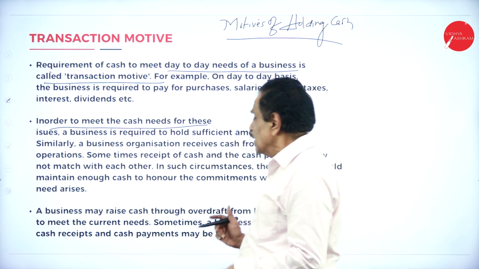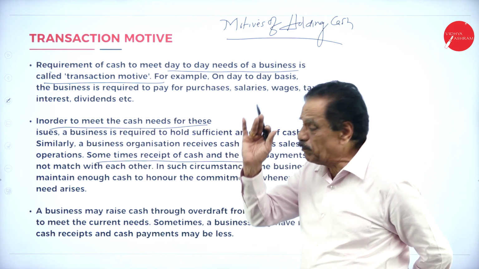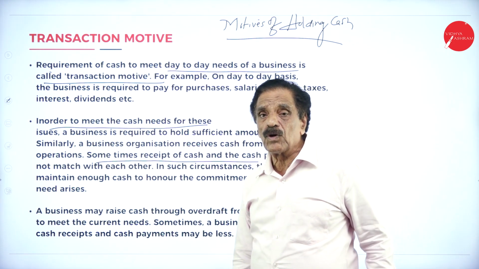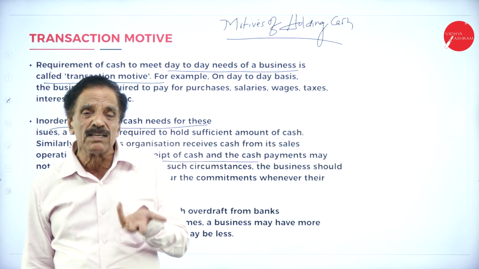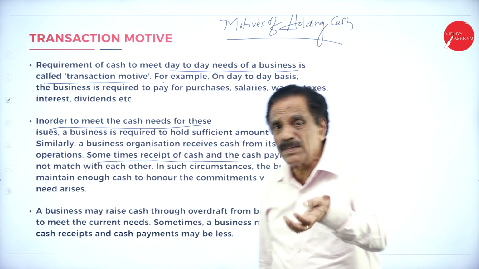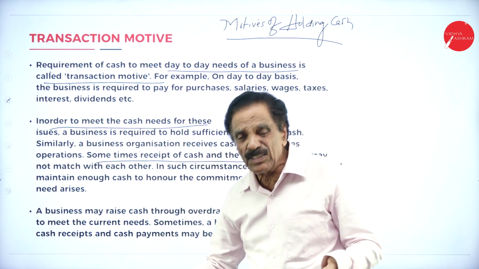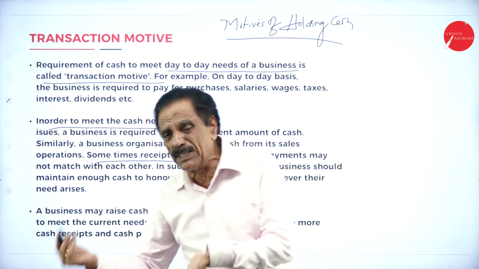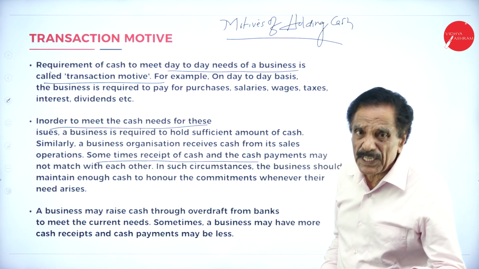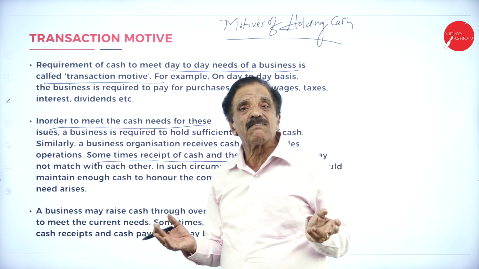So a sufficient amount should be maintained, some cash in hand for cash payments. A business may raise cash through overdrafts. Sometimes when you are not in a position, you have to take a loan from the bank, which is considered an overdraft. So the transaction motive is nothing but to meet the day-to-day operation. It may be for purchases, wages, salary, printing and stationery, taxes, or dividend. For day-to-day operation, we require the cash.